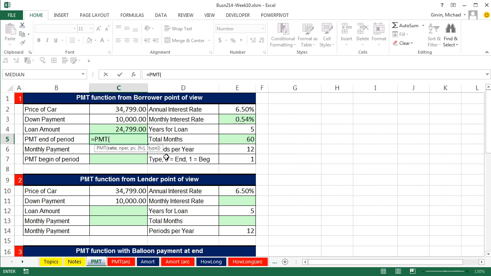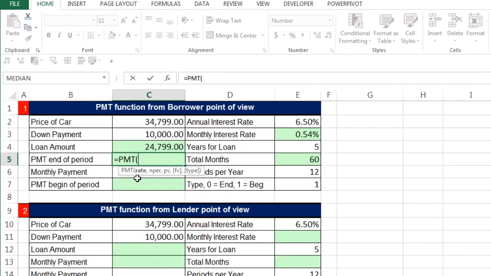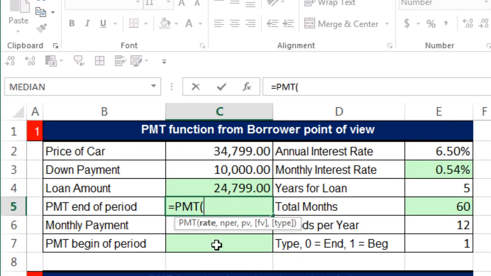Now there's a bunch of arguments here and there's notes over there, but the rate is always going to be the period rate, the interest rate. So we're going to say monthly, comma. NPER means number of periods, and in particular it means total number of periods, so that's 60. Comma, the present value. Present value just means on the day you went out and borrowed the loan, how much was the loan worth? What is the present value of that loan? Well, it's $24,799. But here's our first cash flow.